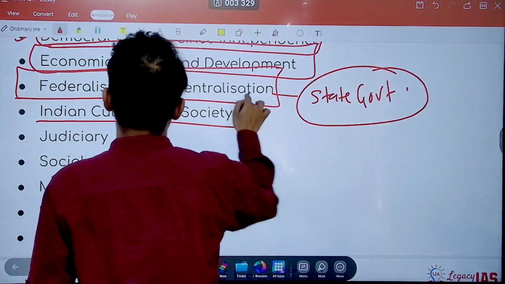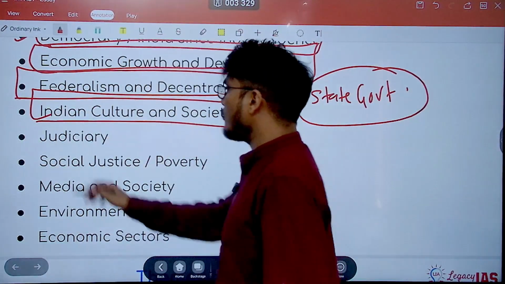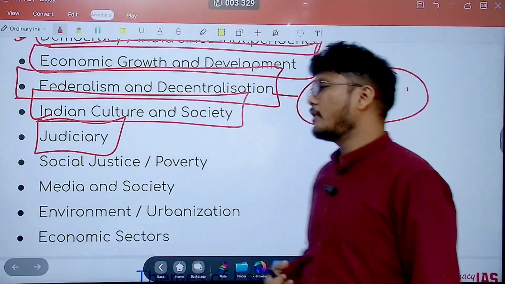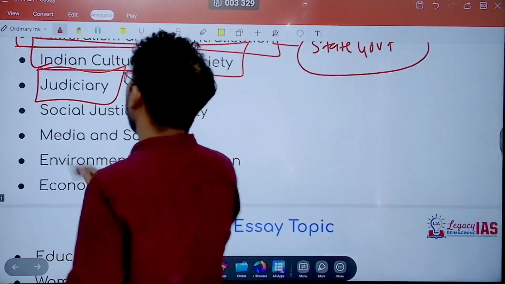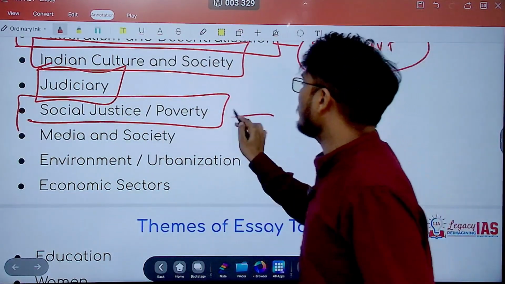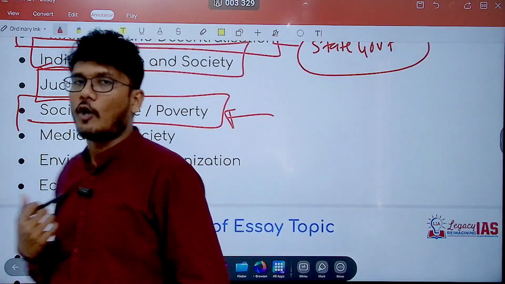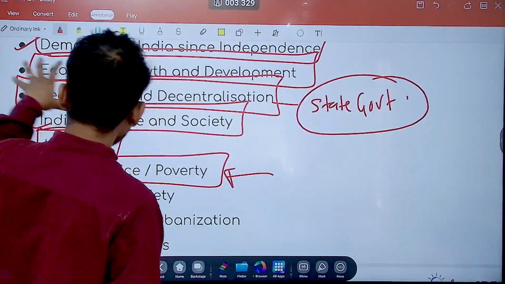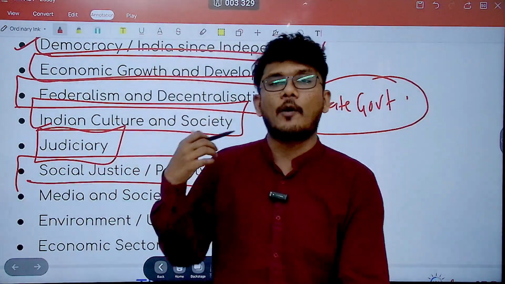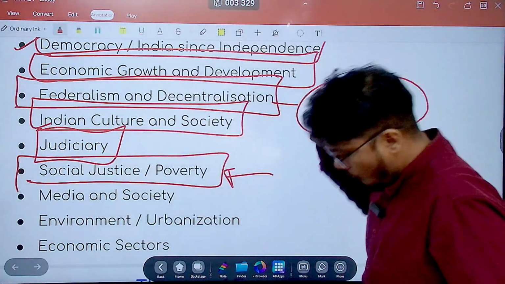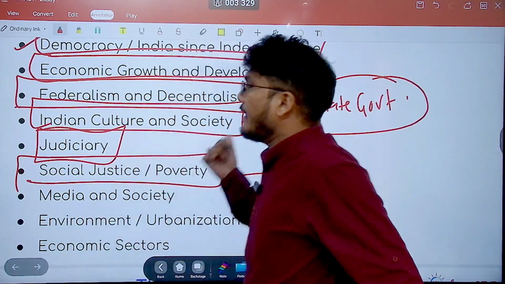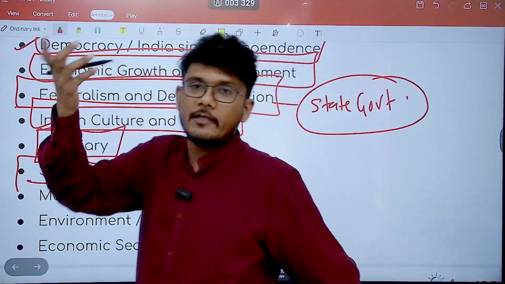Indian culture and society. Then you have judiciary: judicial activism, judicial revivalism, judicial overreach. Then you have social justice and poverty. Now, generally in social justice and poverty, you will find very easy topics. However, one thing to be remembered in federalism and decentralization: sometimes very specific topics will be there. What do I mean by specific topics? Specific topic means they can talk about interstate river water issues.